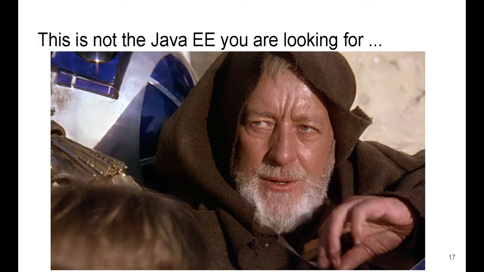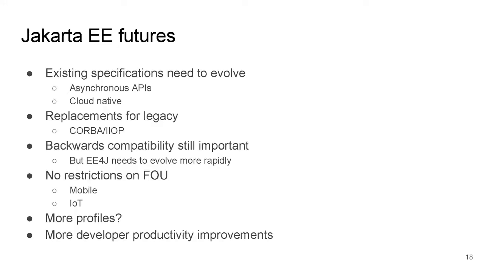But really, what I want to let you guys know and hopefully instill in you is that this is not Java EE of old. We're rapidly evolving things. We are really starting to look to address feature gaps that we've had called out over the years. Things like asynchronous APIs, making it cloud native, removing legacy things like CORBA and IIOP, which we started to do under Java EE. There are going to be no field of use restrictions, which some people may know about.